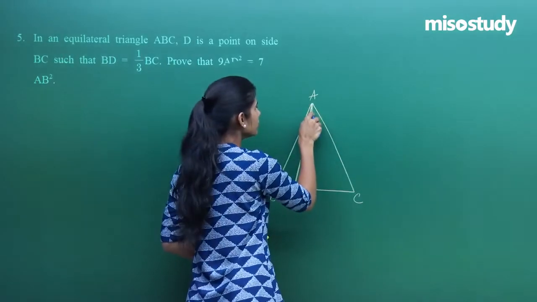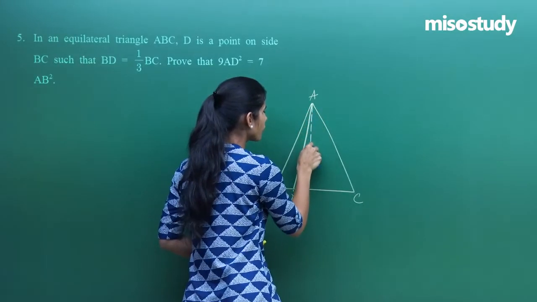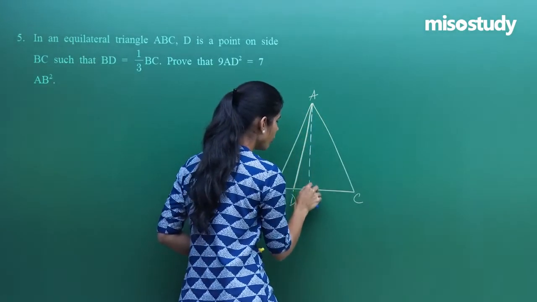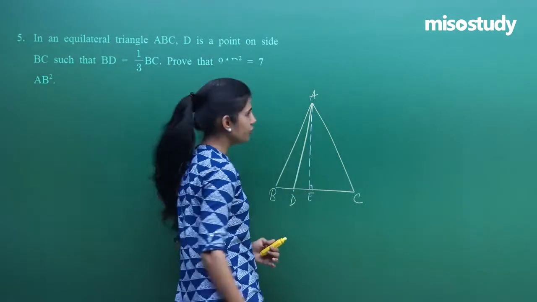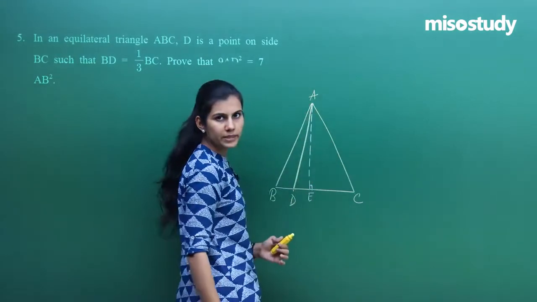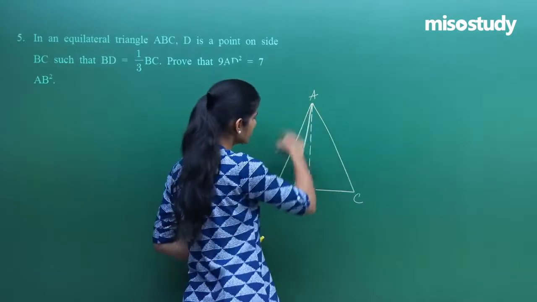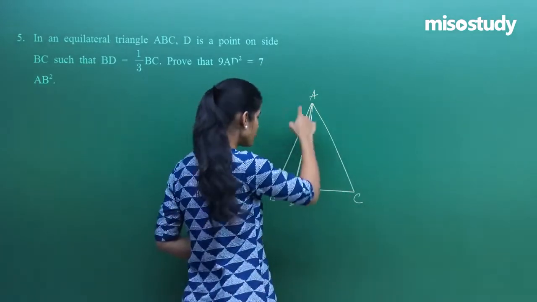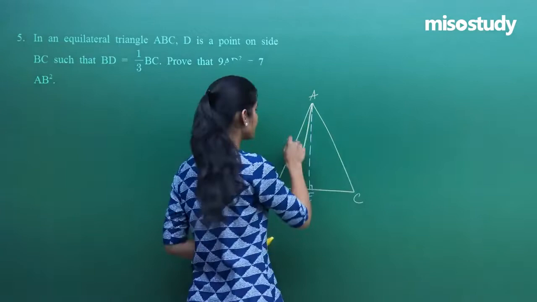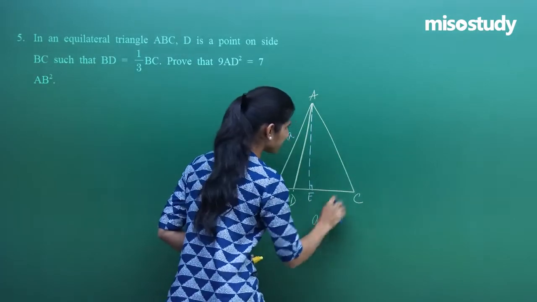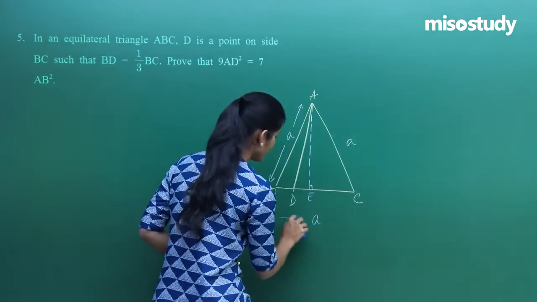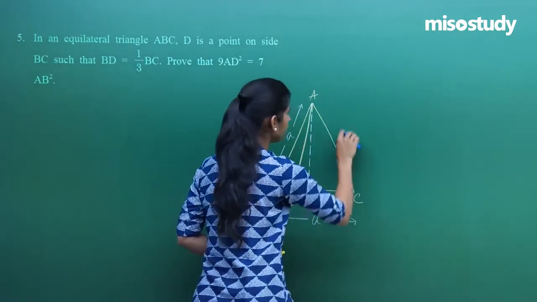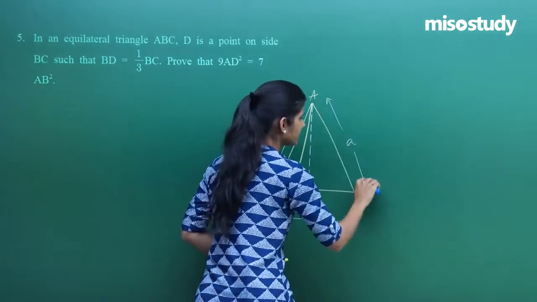What you do is you drop a perpendicular from A onto BC. You drop a perpendicular from A onto BC. And please don't forget, this is an equilateral triangle, so each side is of the same length. Suppose that length is a. So I have AB is of length a, BC is of length a, and AC is of length a.